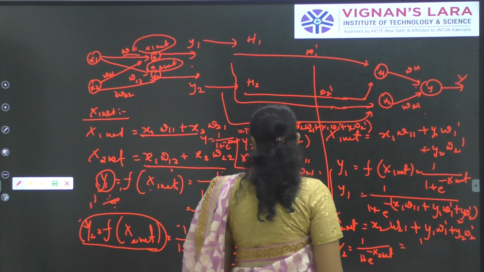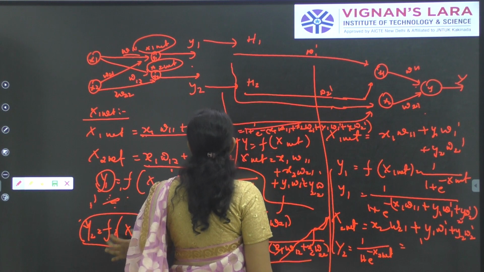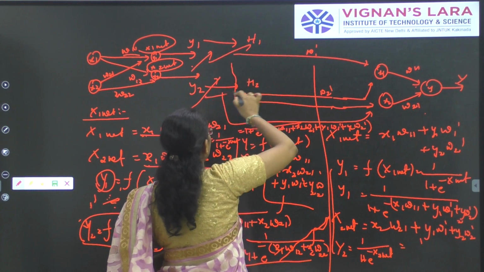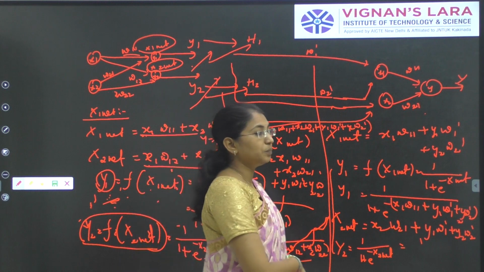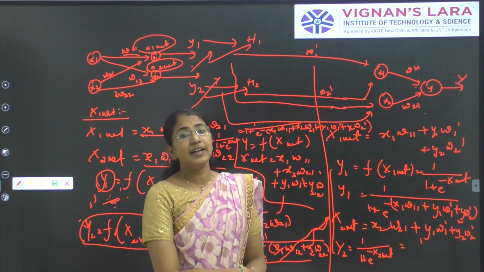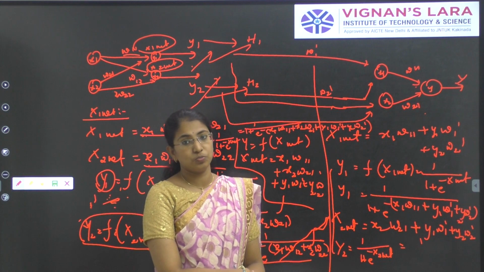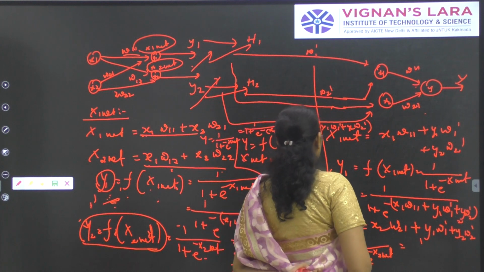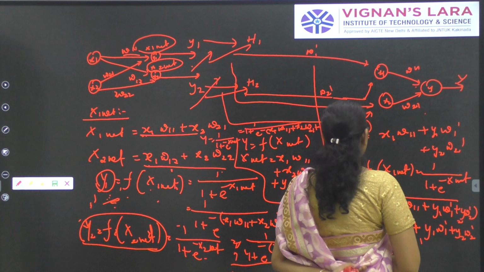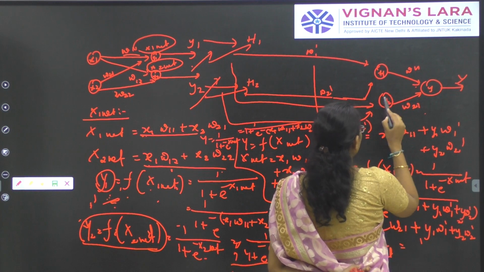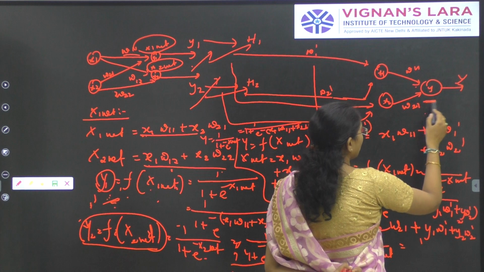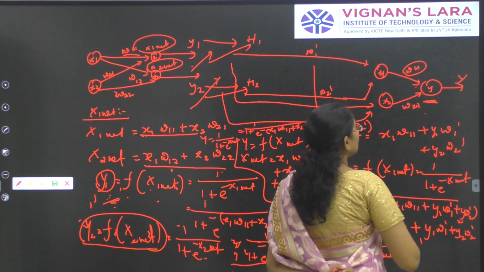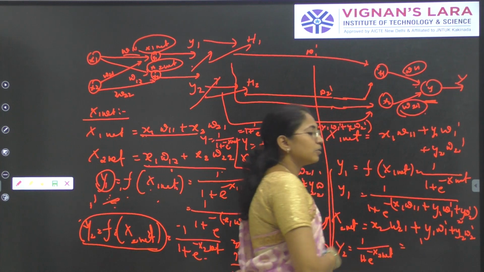Now, this y1 and y2 are being stored in memory locations. Let one of the memory locations be h1 and the other memory location be h2. Now, let us consider another network. After storing this, let us consider another network which has two inputs x1, x2, which calculates the output y. This x1 is passed through a weight of W11, x2 is passed through a weight of W21.